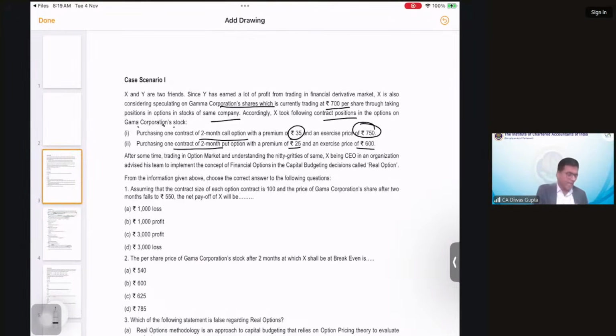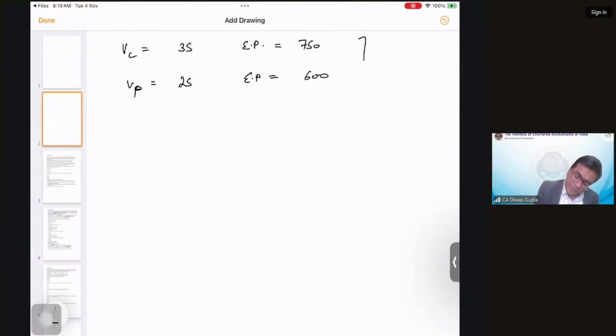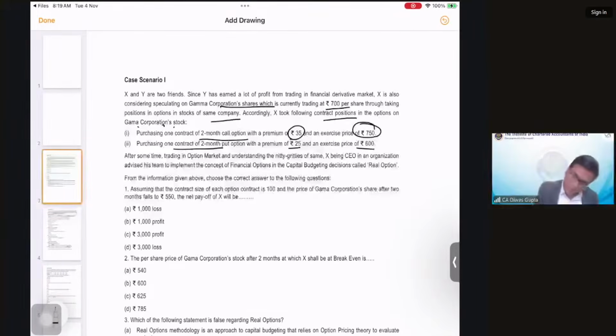So X has purchased both the options. Currently, the shares were trading at 700. That is also mentioned. 700 per share through taking the positions in the options, right? Then, after some time trading in the option market and understanding the nitty gritties of same, X being CEO in an organization advised his team to implement the concept of financial options in capital budgeting decisions called real options, right? This is what we just now spoke about, right?